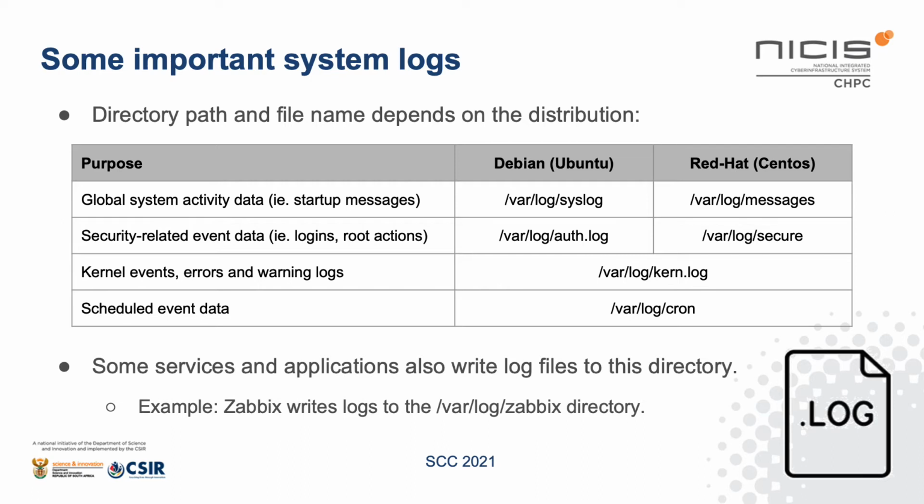Kernel events, errors, and warnings are logged to /var/log/kern.log, and data related to events scheduled on the system is logged to /var/log/cron. Installed applications and services typically log information to their own file or directory, which resides within the /var/log directory. For example, the system monitoring software package, Zabbix, writes log files contained within the /var/log/zabbix directory.